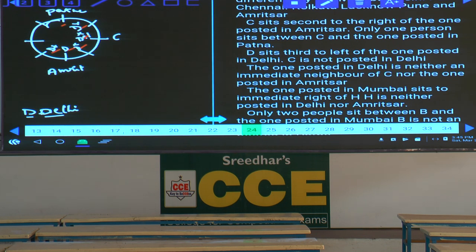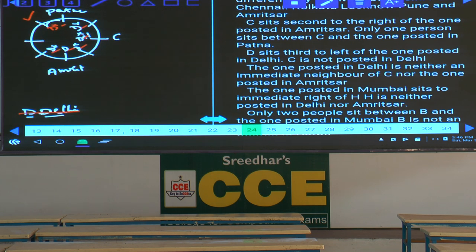Now D sits third to the left of the one who is posted in Delhi. As D sits third to the left of the one posted in Delhi, Delhi cannot be in these places, that is fine. Then, can Delhi be at this place here? If Delhi is here, then C and D must be in the same place, which is not possible. Hence, Delhi cannot be here as well.